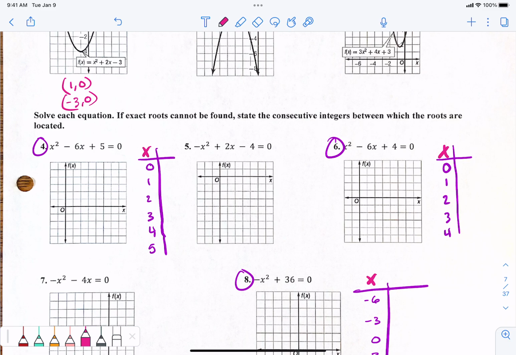So for this, all we have to do is graph, and then tell the zeros. And if it doesn't happen nicely, you say between here and here. So it's kind of the same instructions as 1, 2, 3, except they don't give you the graph. So if it doesn't graph nicely, say between which numbers the zeros are.